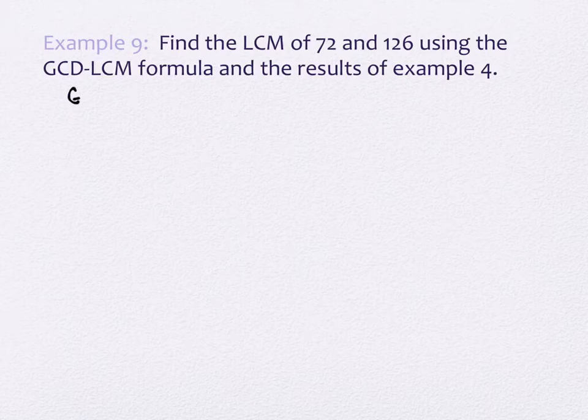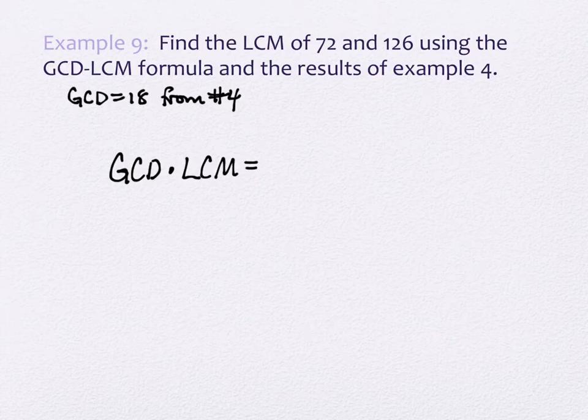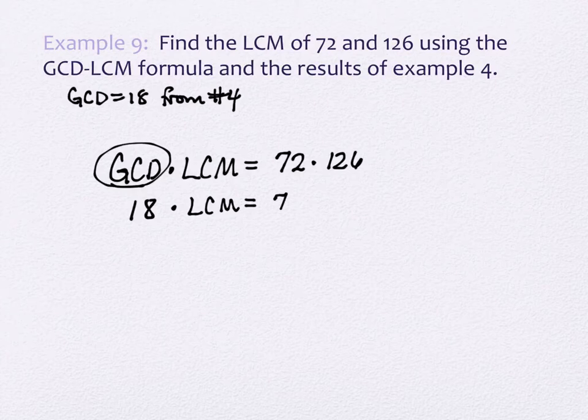So I know that the GCD is 18, and this is from problem number 4. So what this formula says is that I can take the greatest common divisor times the least common multiple, and it will equal the two numbers that I'm working with. For me this time, that's 72 and 126. So the greatest common divisor, 18, times the least common multiple will equal 72 times 126. And it has to be a whole number. I mean, like that's my only option. This won't work otherwise. You've got an error if you get something fractional or decimal.